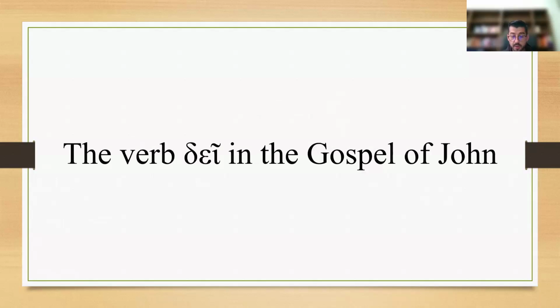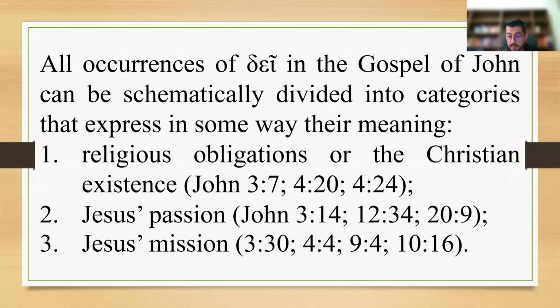Finally, after these introductory notes, we can focus directly on the verb day and its Syriac translations. All occurrences of day in the Gospel of John can be schematically divided into categories that express in some way their meaning: religious obligation of the Christian existence, Jesus' passion, and Jesus' mission. It will not be possible to discuss in detail all these texts, so I will limit myself to a few texts with peculiar readings or translations of day. Afterwards, I will offer a short table aiming to illustrate the issue under examination in its entirety, and I will try to propose a kind of synthesis.